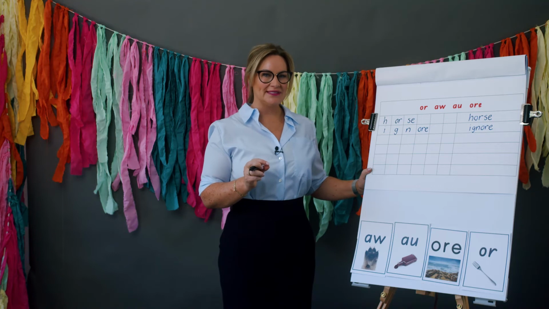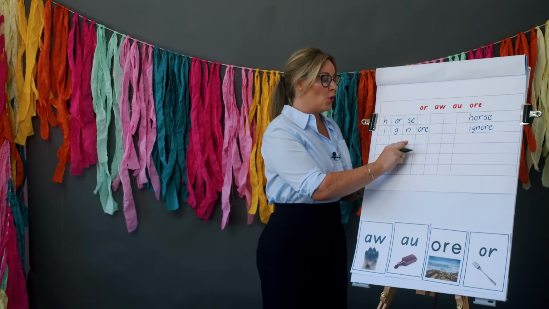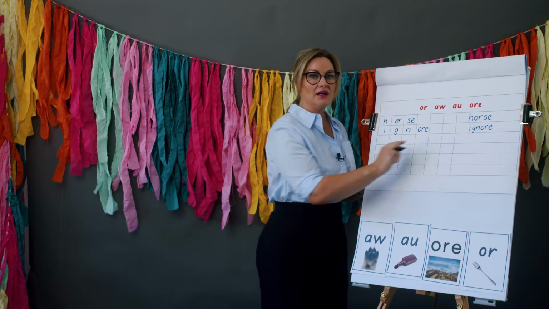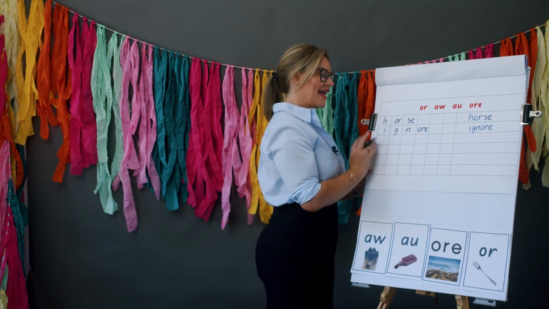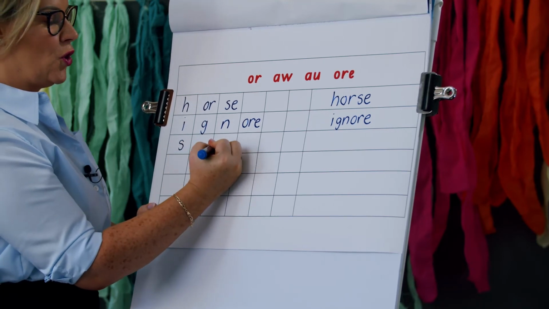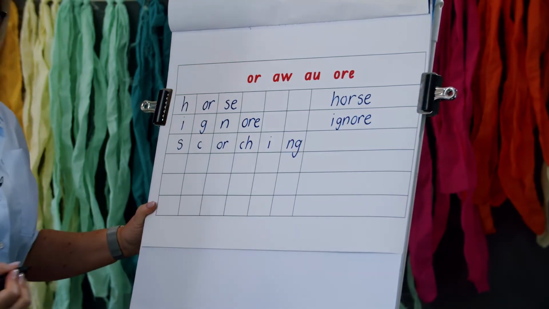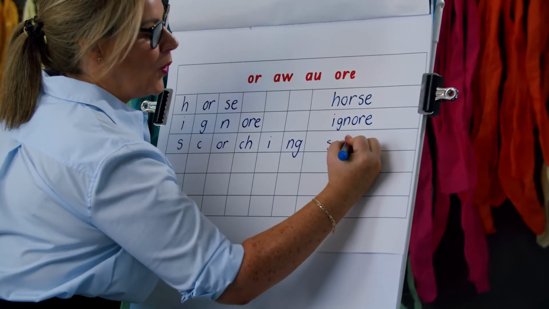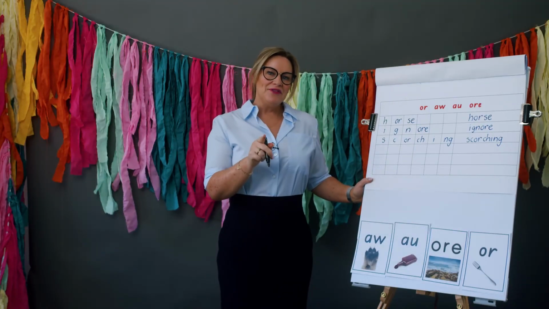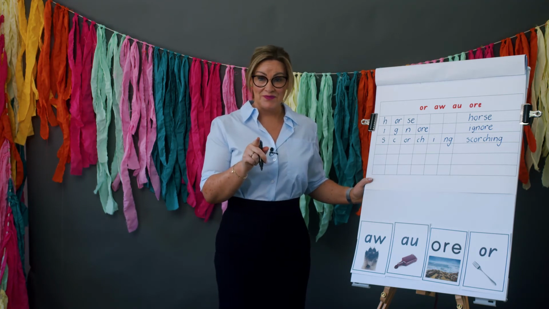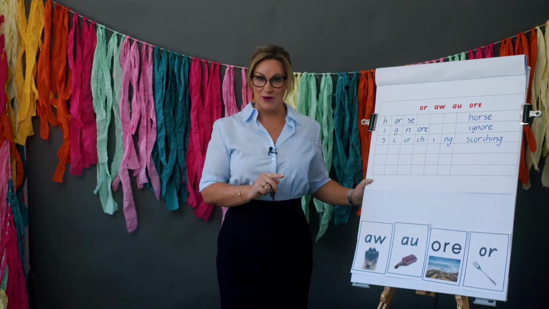Next word, scorching. Tap and say sk. Or, this is the one as in fork. Or ch. Scorching. Have a go in your book. Now with me. Sk. Or ch. Write the whole word, please. Excellent. We have 3 more words. I will say them and you will have a go at doing it in your book on your own. Then we'll come back and check our 3 words.